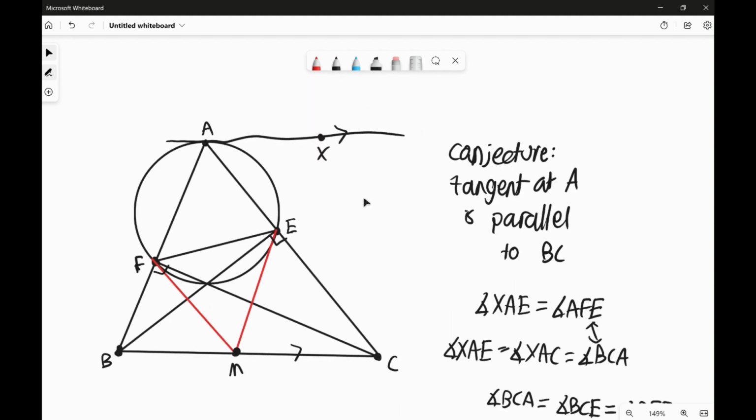So in this video, we ended up discovering that the tangents at F and E to the circumcircle of triangle AFE here end up meeting at the midpoint of BC, and that the tangent at A is parallel to BC.